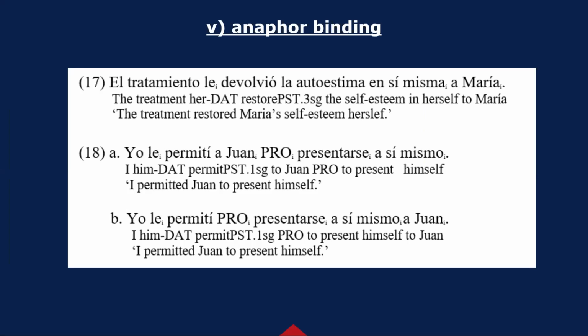Examples 18A and B are grammatical because the reflexive pronoun a sí mismo can be bound in its domain by big PRO. According to Chomsky, big PRO is a pronoun and also an anaphor. Therefore, the distribution of big PRO can be explained by principles A and also B of the binding theory. In 18, based on the principle of minimum distance of Rosenbaum and Van Loon, the dative le and the DP Juan function as the controller or the binder of big PRO, and big PRO can be the antecedent of the reflexive pronoun.